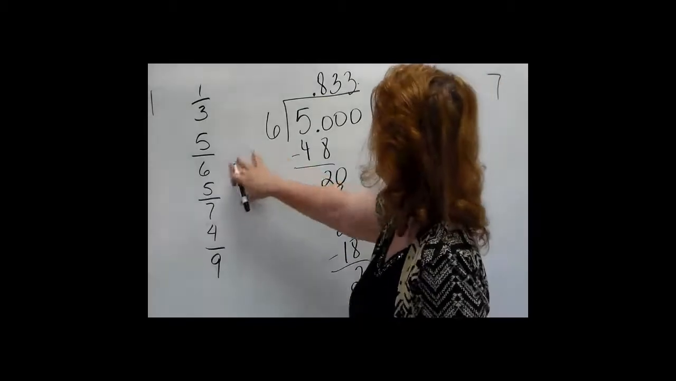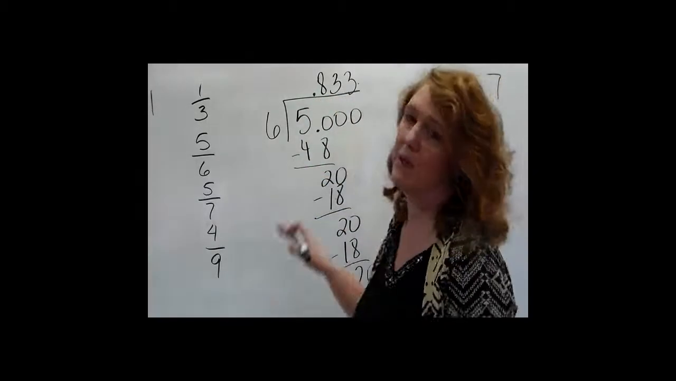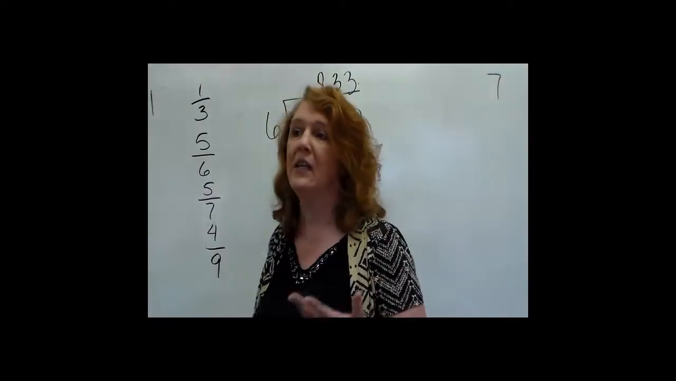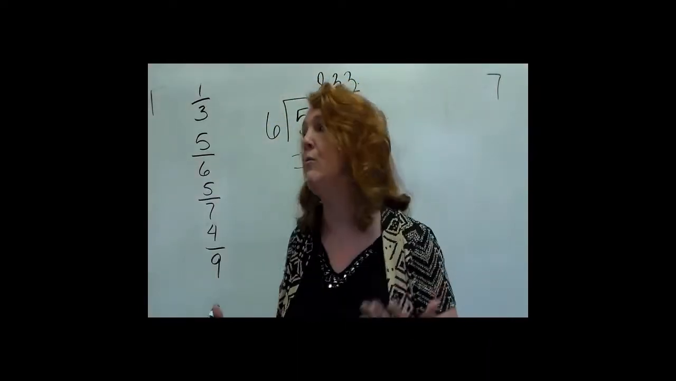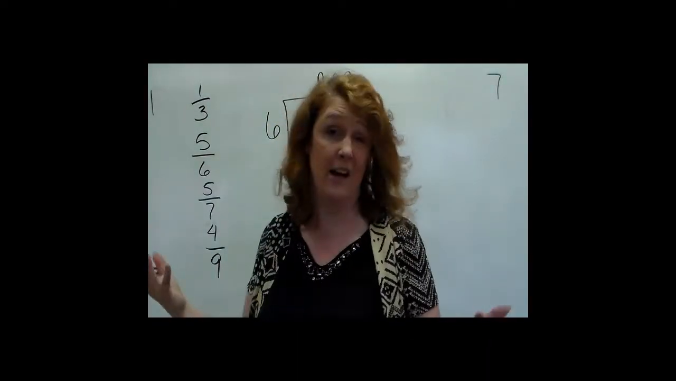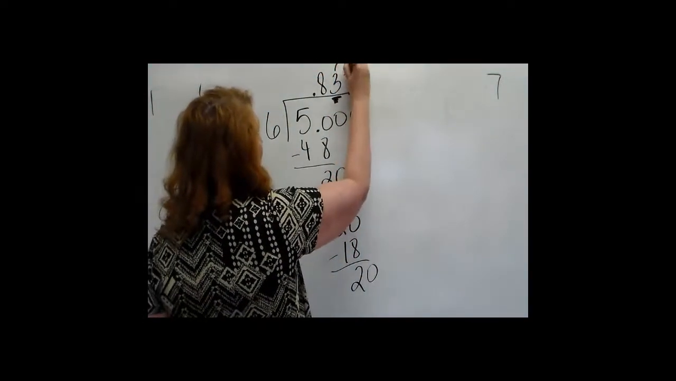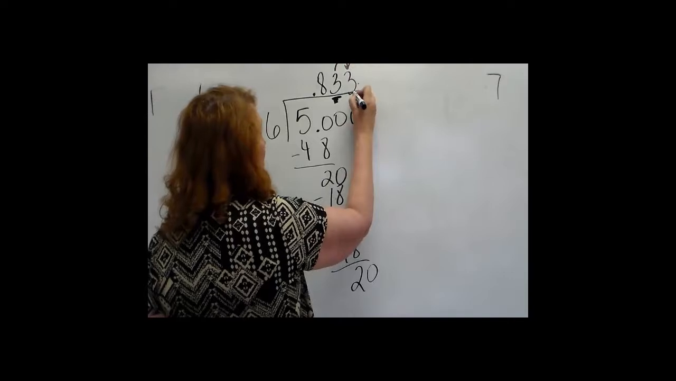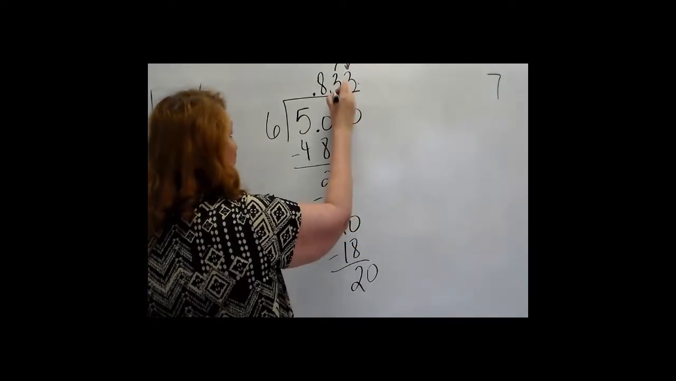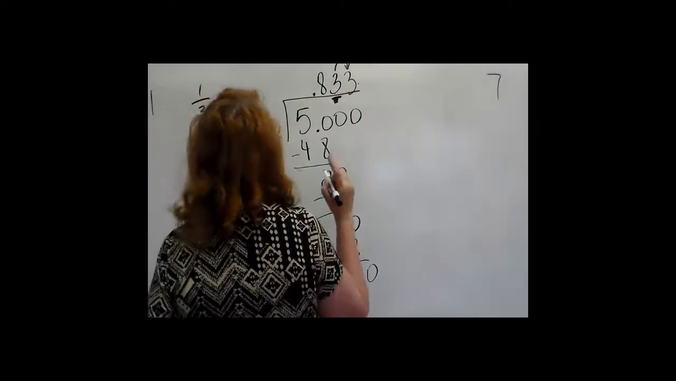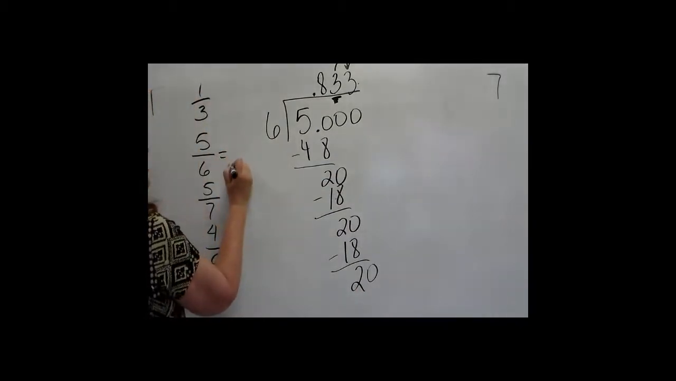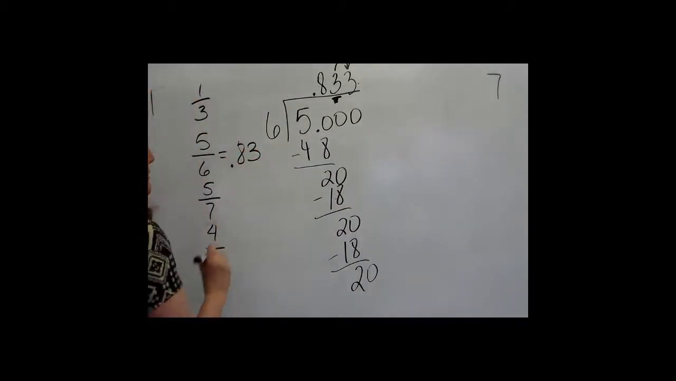So 5/6 is 0.8333333. And usually it'll ask us to round off. When we round off to the nearest, say, hundredth, we're going to find that hundredth. We're going to look next door. We're going to see if this number makes this number round up or stay the same. So this will end up being 0.83.